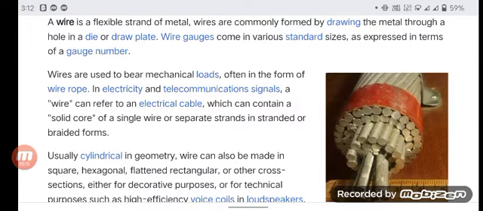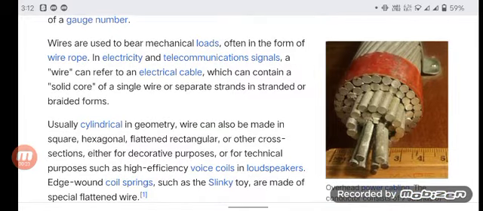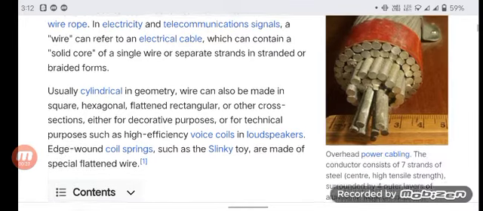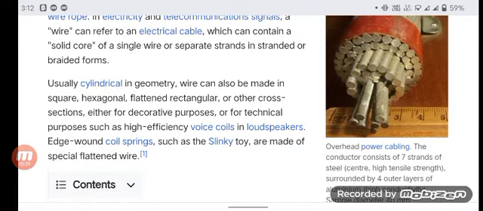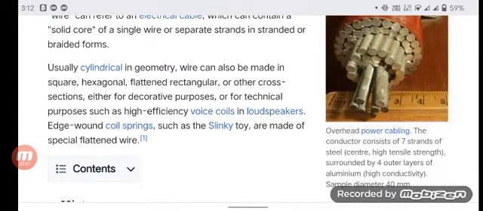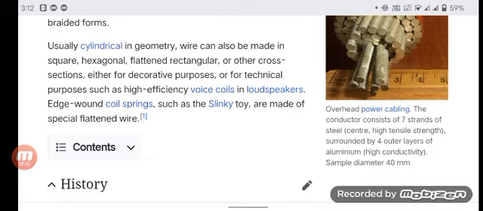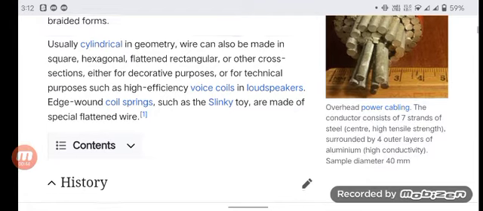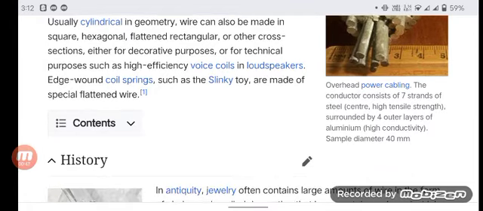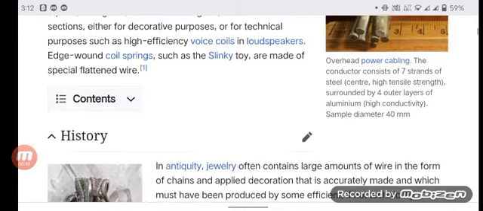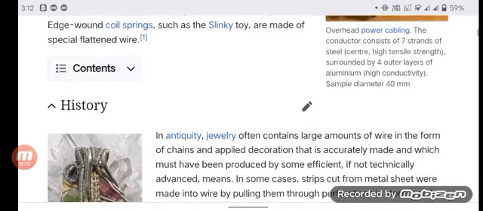In electricity and telecommunication signals, a wire can refer to an electrical cable, which can contain a solid core of a single wire or separate strands in stranded or braided forms. Usually cylindrical in geometry, wire can also be made in square, hexagonal, flattened, rectangular, or other cross sections, either for decorative purposes or for technical purposes such as high efficiency voice coils in loudspeakers. Edge wound coil springs such as the Slinky toy are made of special fluted wire.